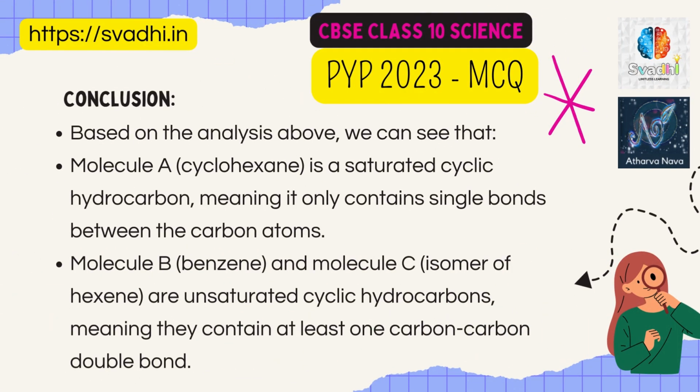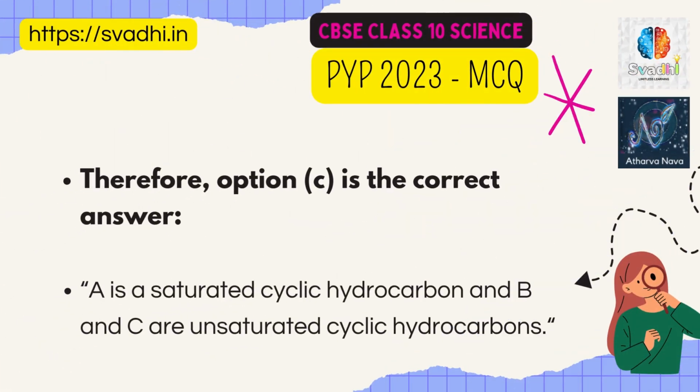Conclusion. Based on the analysis above, we can see that molecule A, cyclohexane, is a saturated cyclic hydrocarbon, meaning it only contains single bonds between the carbon atoms. Molecule B, benzene, and molecule C, isomer of hexene, are unsaturated cyclic hydrocarbons, meaning they contain at least 1 carbon-carbon double bond. Therefore, option C is the correct answer.